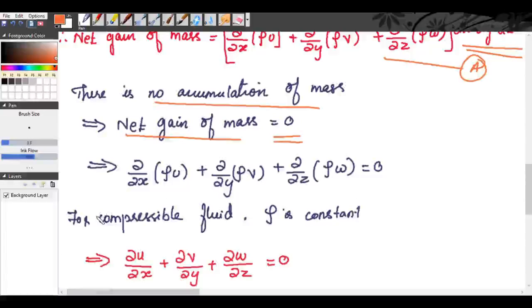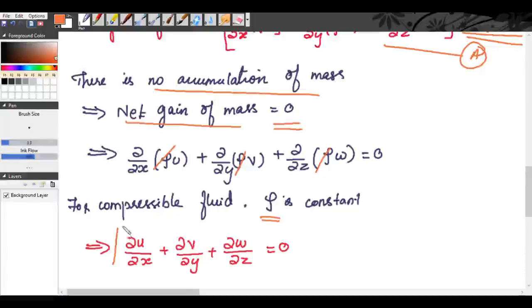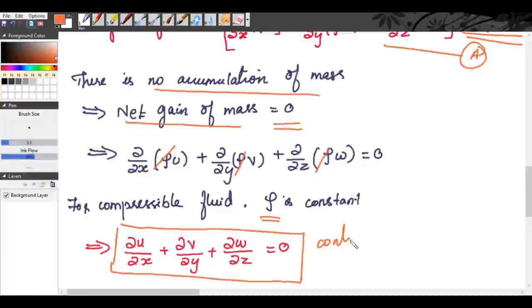Now, we know if the fluid is incompressible, that is for liquids, the density is constant. So if density is constant, you can cancel this density everywhere. What we get is ∂u/∂x plus ∂v/∂y plus ∂w/∂z is equal to 0. This is your continuity equation in three-dimensional fluid flow.